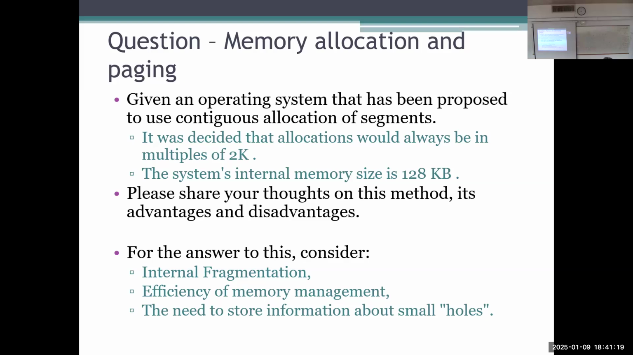Efficiency of memory management. Well, it's kind of efficient because we won't have to deal with, well, actually not. We'll still have holes because we're in contiguous allocation. We're still going to have holes of size 2 kilobytes. We're going to have all kinds of holes. The smallest hole will be 2 kilobytes. The biggest hole could be the whole computer. Right, the smallest one will be 2 kilobytes.